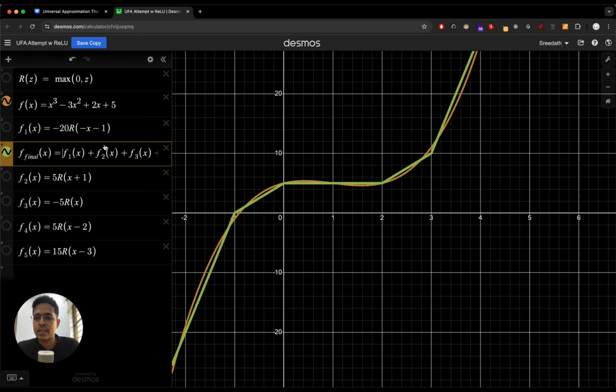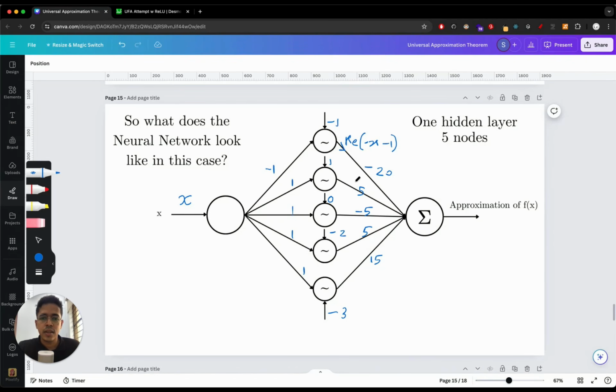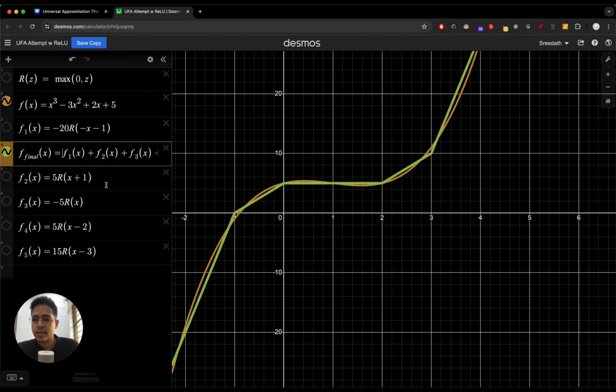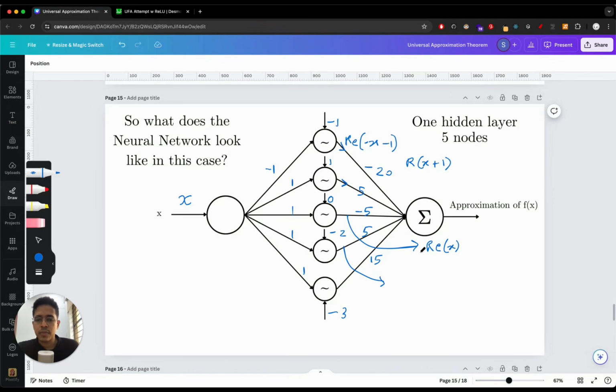So first one is minus x minus 1. Second is x plus 1. So this one would be, sorry, not that. Before we apply this, the output that is coming out here will be ReLU of x plus 1. What about this one? This one would be just ReLU of x, right? So I'll just draw it here. This will be just ReLU of x. Then this guy would be just ReLU of x minus 2, correct? Yeah, ReLU of x minus 2.